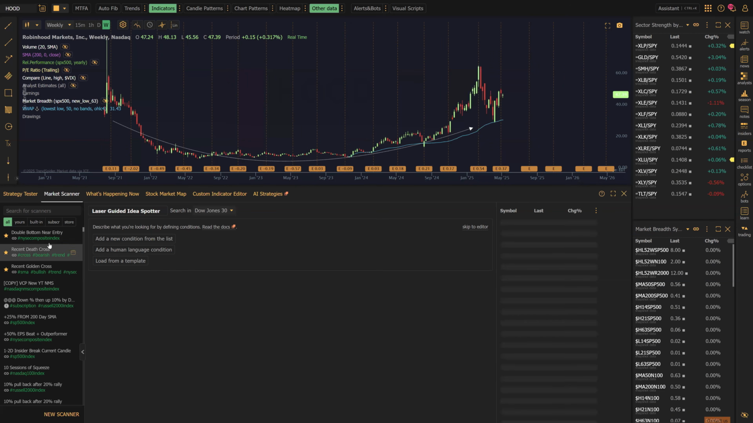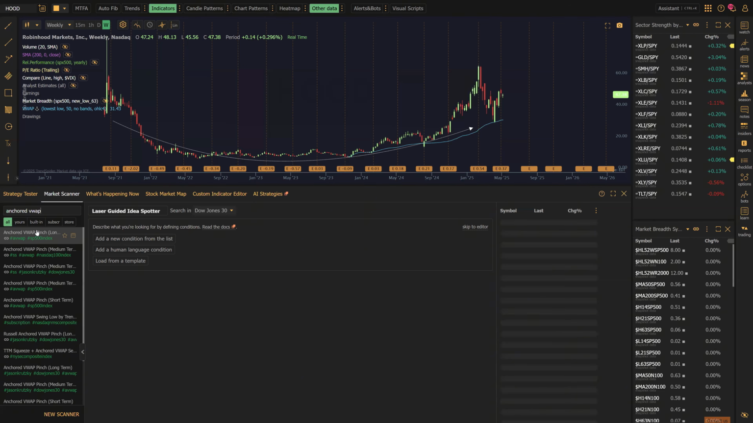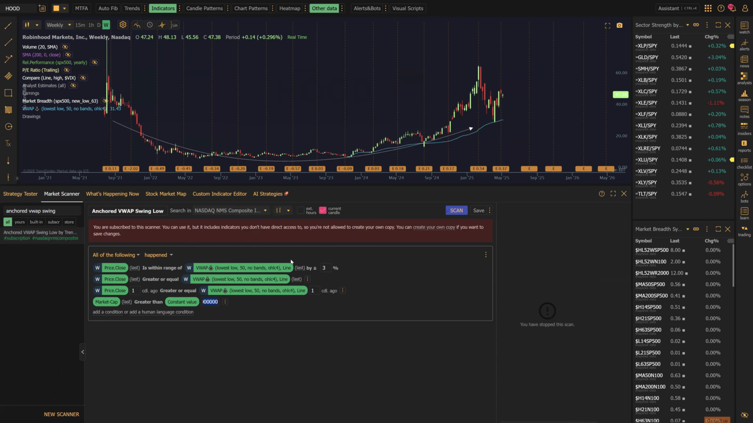And even a step further, you guys, you can set up a scan to help you find anchored VWAP, the swing low. You can set up a scan to scan for stocks that are coming up and approaching that line as well. Put it together right here. We can drop it in the comments if you guys want to take a look at this scan.